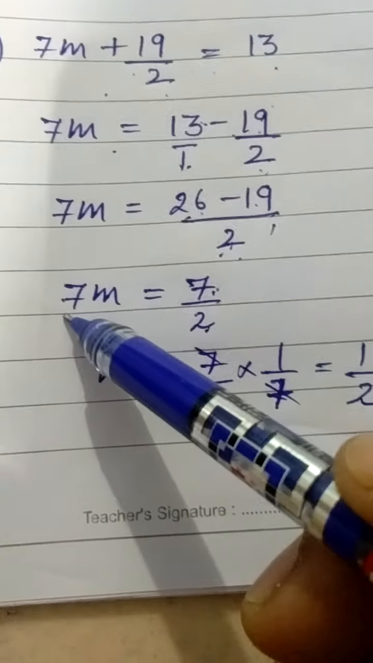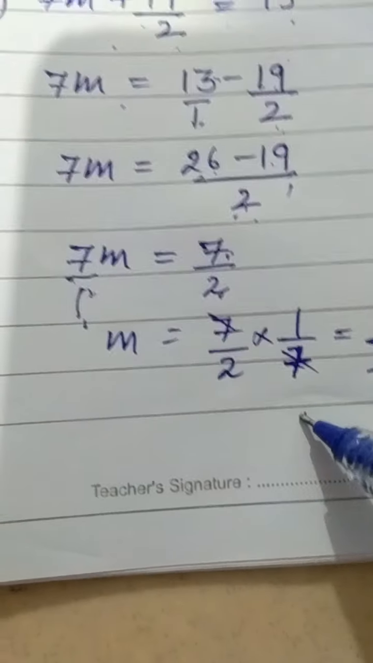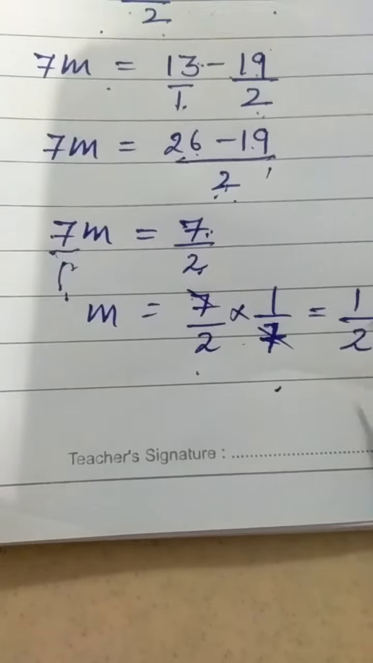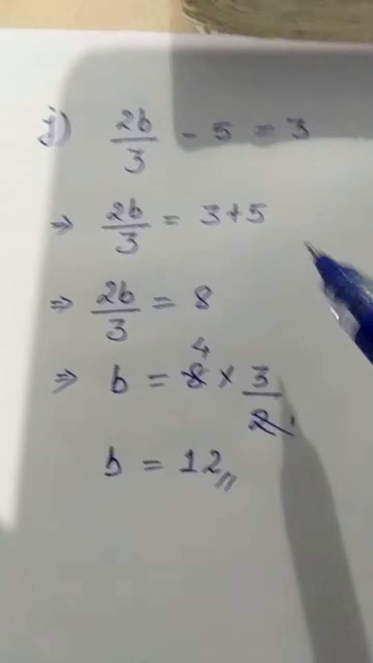Now when we change the side, children, no denominator means 1. So 7 upon 2, when you change the side, it will become into 1 upon 7. Got it? So 7 upon 2 into 1 upon 7. 7 and 7 cancel. The answer is 1 by 2. Now coming to J1. That is the last one of this question.